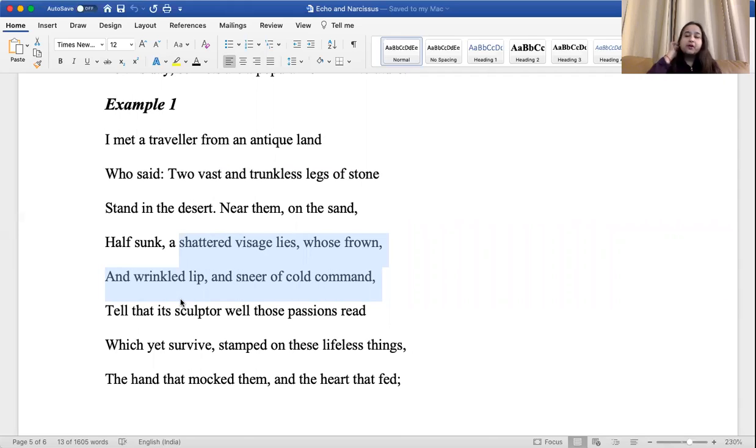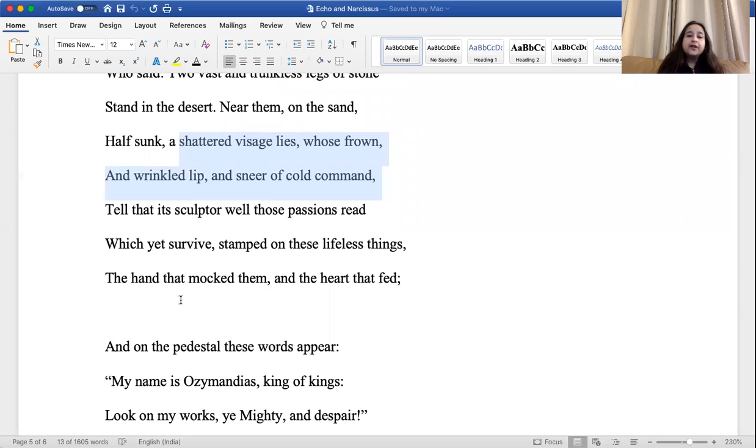So here it's talking about the person who has sculpted, meaning created the statue, has understood the feelings, the passions of the person whom he had created, which yet survives stamped on these lifeless things. So the kind of personality of the person is still there in the lifeless statue, the hand that mocked them and the heart that fed.